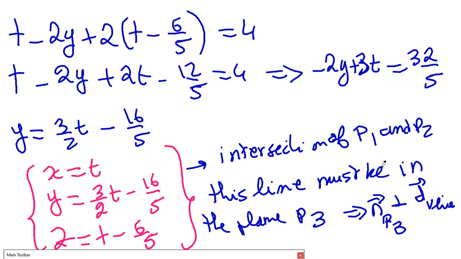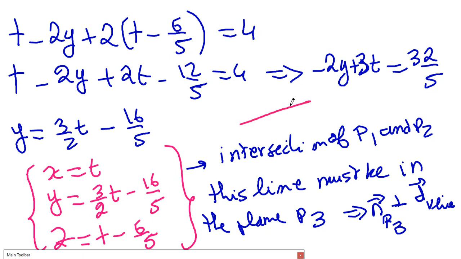And this line must be in the plane P3. This line must be in the plane P3. Why? Because when I say the intersection of those three planes is a line, it means it's a common line. So the intersection of the first two planes is a line. This line should be also the intersection with the other plane. So to be the intersection with the other plane, this line must be in the plane P3.